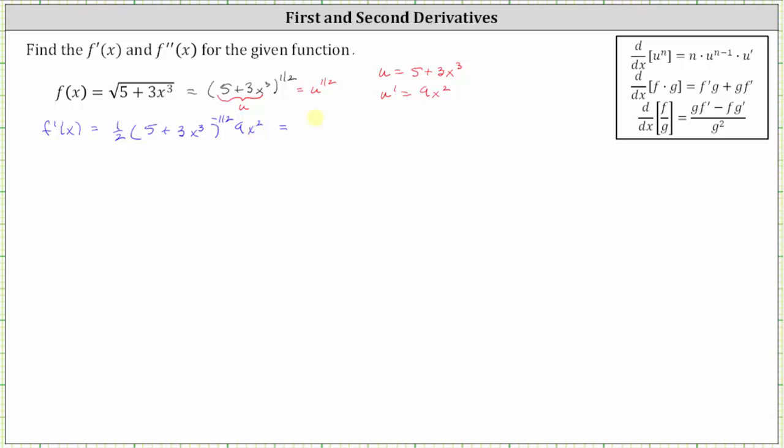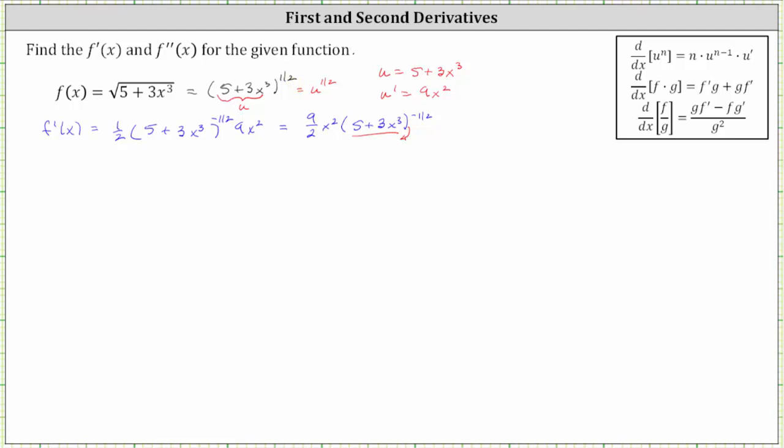1/2 times 9x squared is 9/2 x squared, and then we have times the quantity 5 plus 3x cubed raised to the power of negative 1/2. Let's rewrite this using positive exponents. So we'll move the quantity 5 plus 3x cubed down to the denominator, which will make the exponent positive 1/2. But remember, when the exponent is positive 1/2, that's equivalent to a square root.